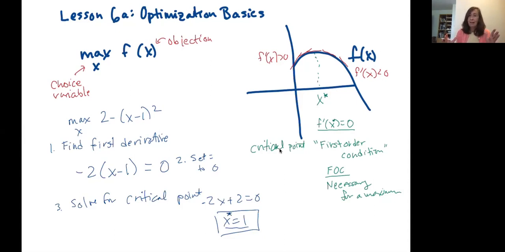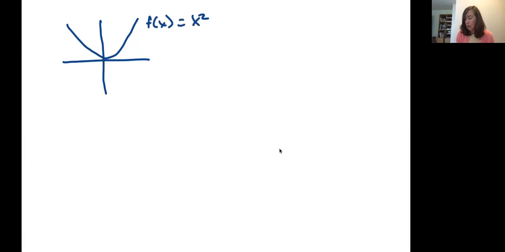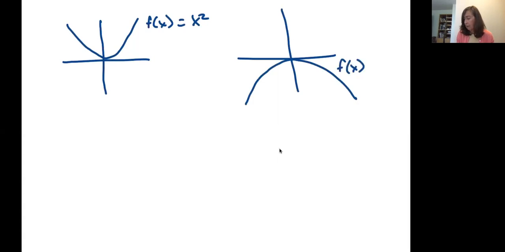So it seems like we're done, right? But the problem is we're not quite done. To show you that we're not done, let's go to a new page here and look at two functions. Our workhorse function here, this is f of x equals x squared. And this one is f of x equals negative x squared.